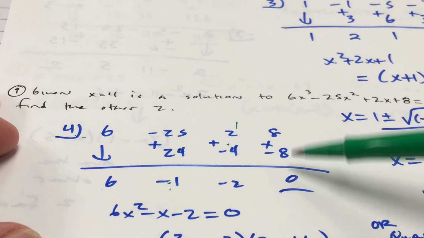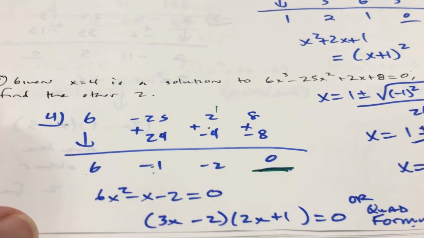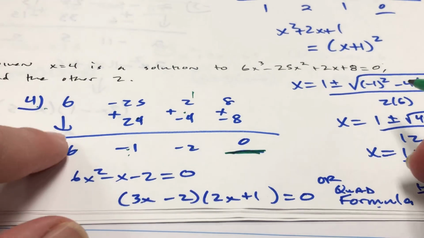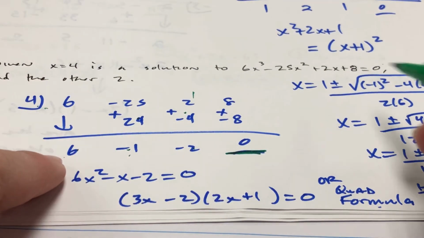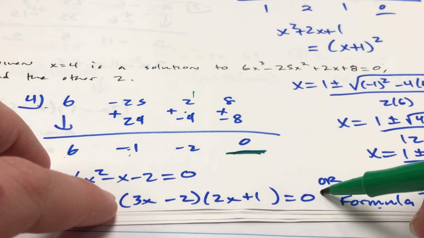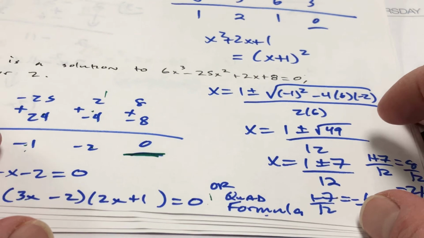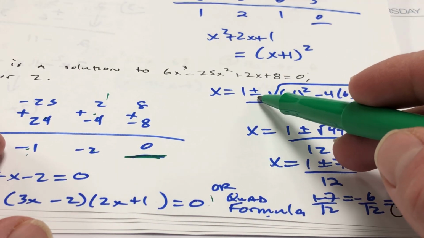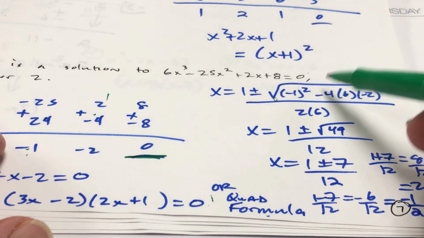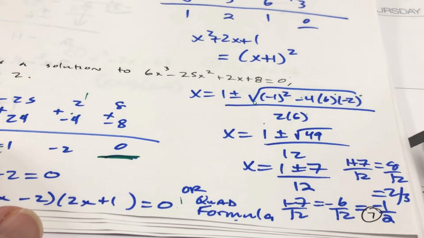All right, get a remainder of 0. We know we should because x equals 4 is a solution. That 6 is for 6x squared minus x minus 2. So you can factor it. Do the cover-up method, or you can use the quadratic formula. x equals negative b plus or minus the square root of b squared minus 4ac all over 2a. And then it would slowly simplify to give you 2/3 and negative 1/2.